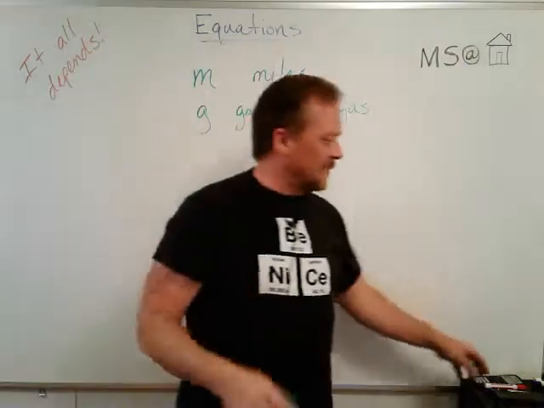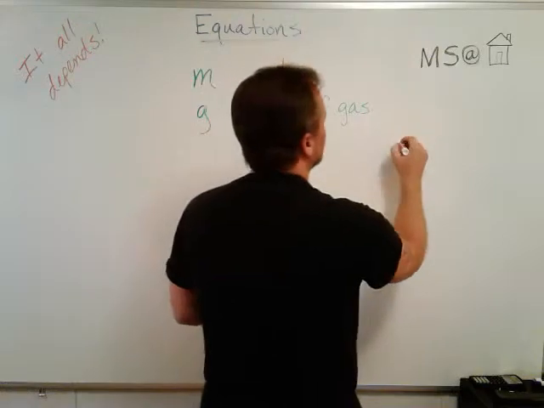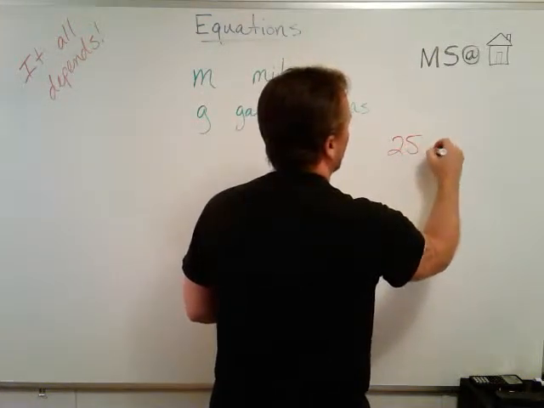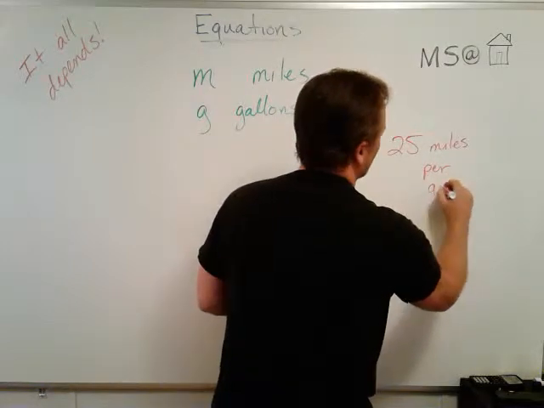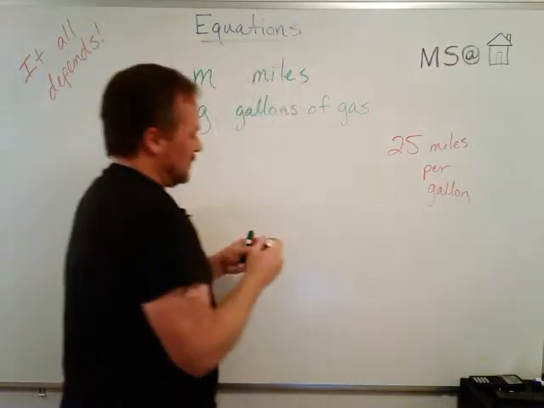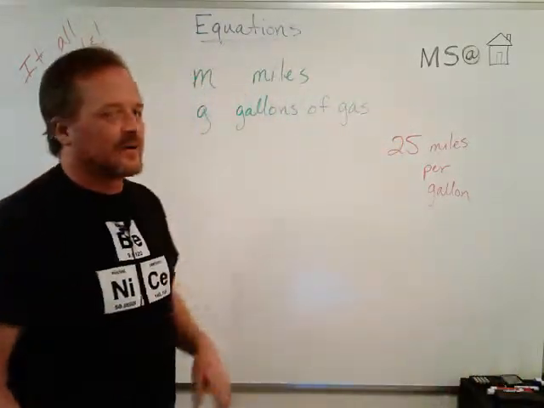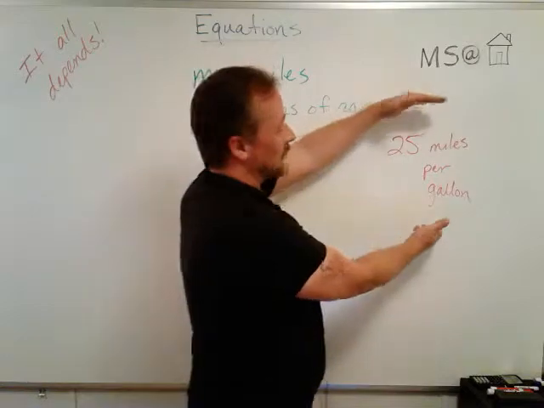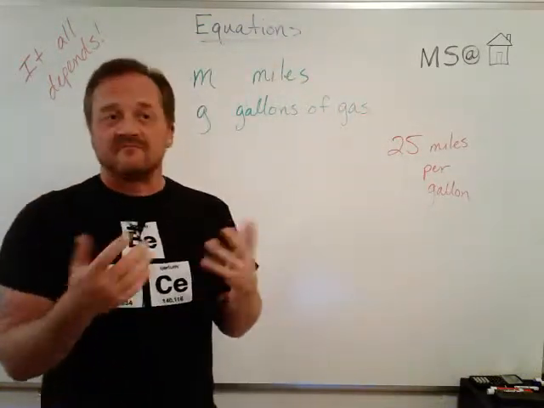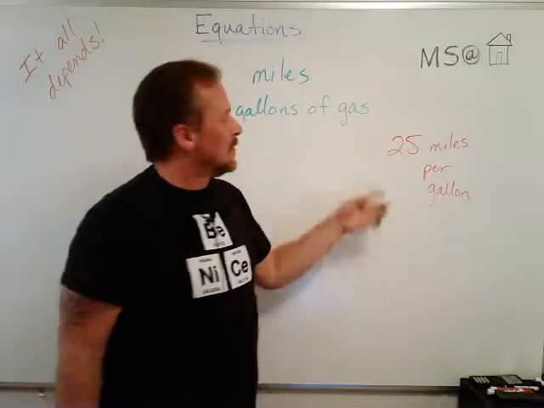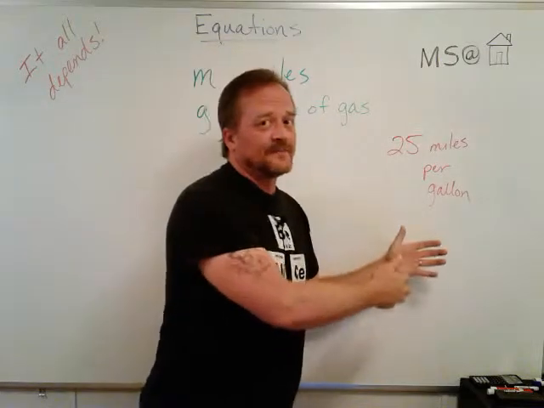And I also know, thanks to the owner's manual in my car, that it averages about 25 miles per gallon. Now I have a lot of information on the board right now. Let's make sure we know what it all means. First of all, I have a unit rate right here. Remember those? This is a unit rate that says generally, or on average, my car will drive 25 miles for every gallon of gas that's in the tank.